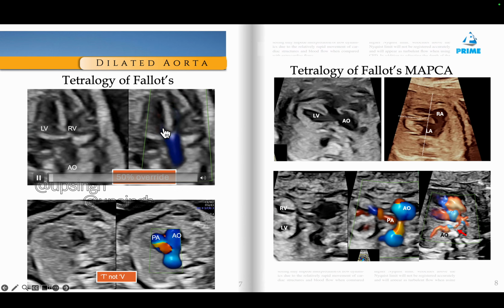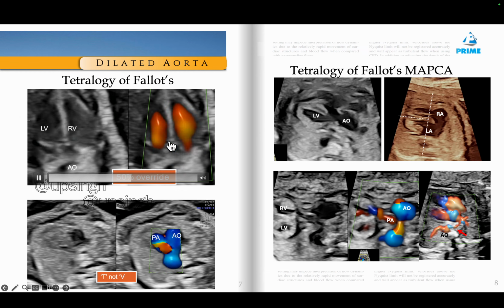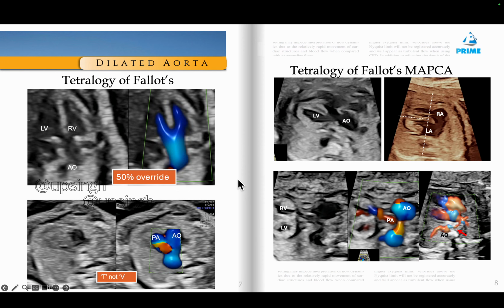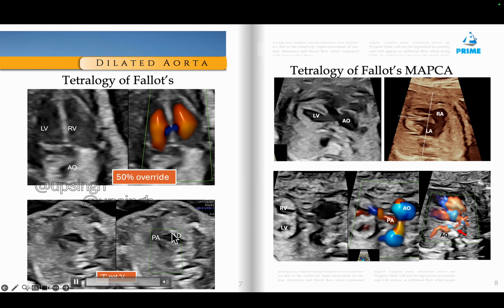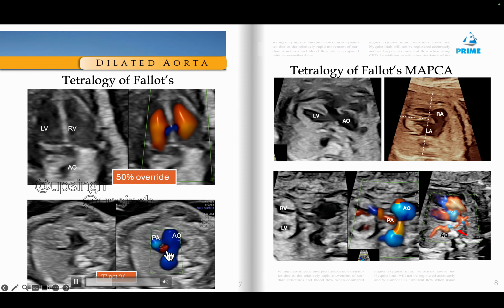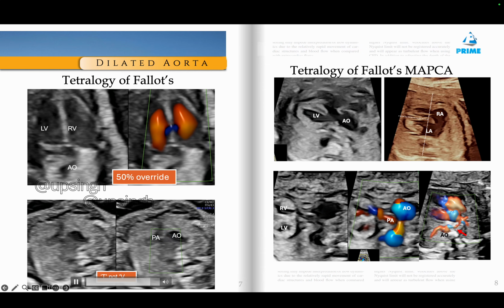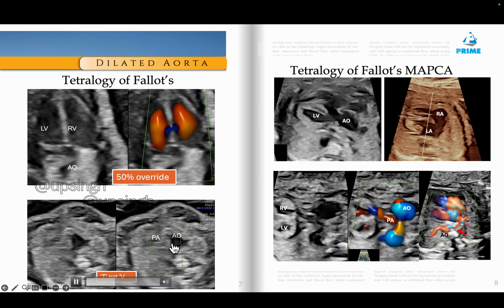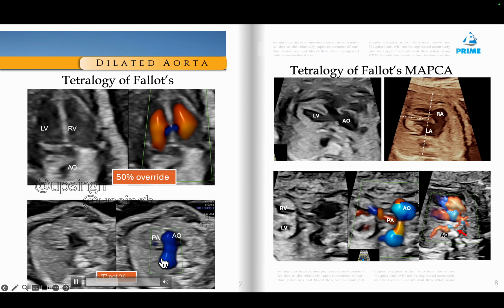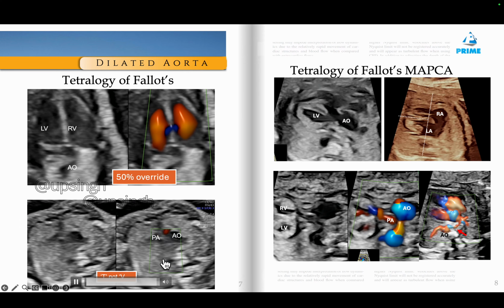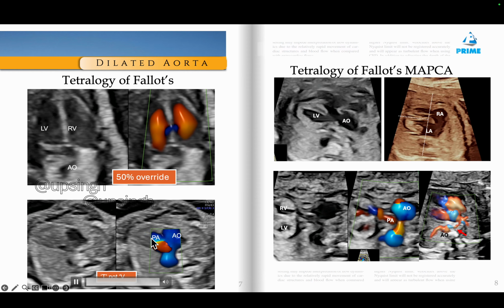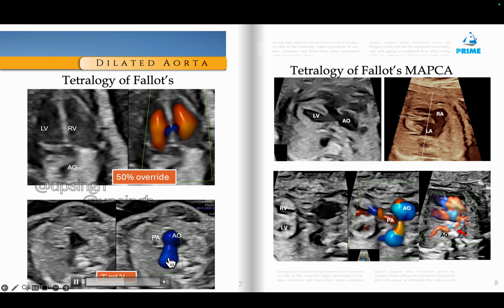So this is a 50% override, and you see the outflows from the right and left ventricle are actually filling the ascending aorta. Then you see the pulmonary artery is smaller than the aorta, and it's joining right in the middle of the aorta. Normally what you would have expected, that's the aorta and the pulmonary artery, and from here the ductus would have come and joined at the tip, making a V, but this is making a T like this. So this is one part of the T, and that's the horizontal part of the T.